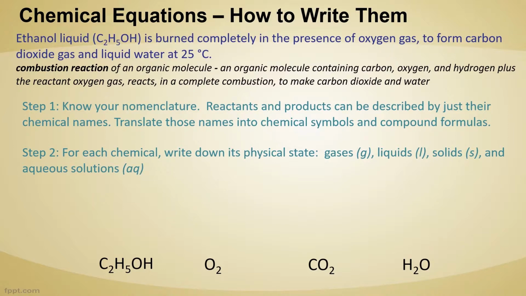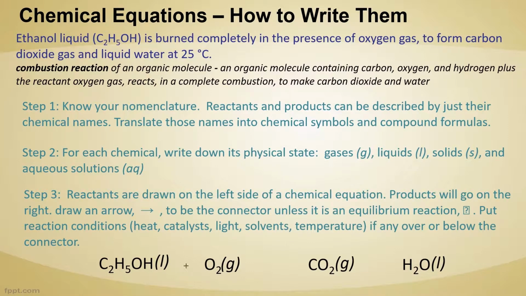As an example of an aqueous chemical, if we have sugar or a sodium cation dissolved in the water, we would write them as shown. In this example, at 25 degrees C, we add the liquid identifier to the ethanol because the problem said it was a liquid. Oxygen is a gas, since oxygen in its pure form is almost always a gas at normal temperature and pressures. Carbon dioxide is a gas, and the H2O is in its liquid state.